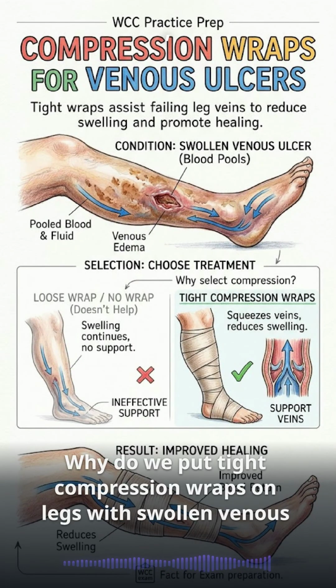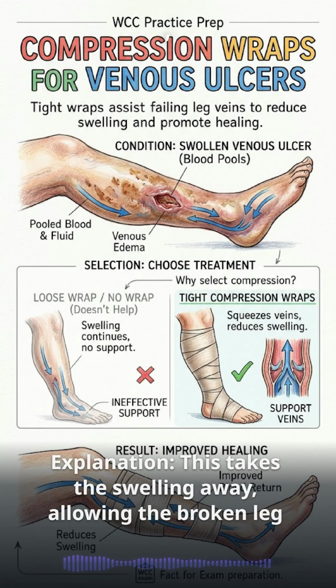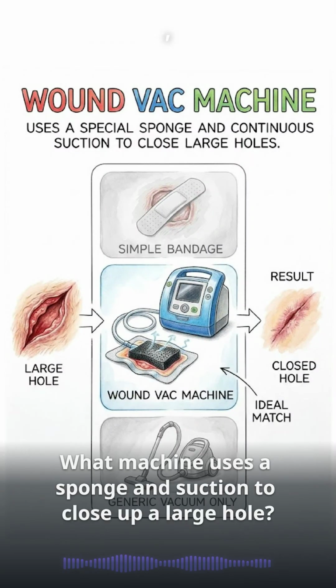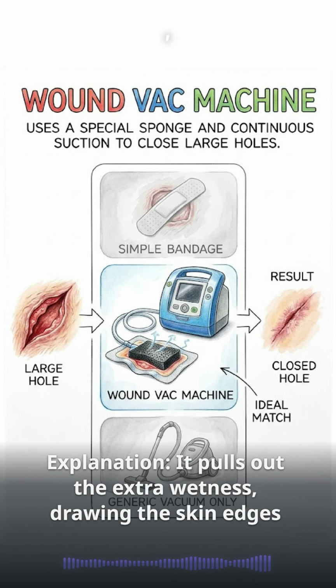13. Why do we put tight compression wraps on legs with swollen venous ulcers? Tight wraps help push the pooled blood and fluid back up the leg. This takes the swelling away, allowing the broken leg skin to finally heal. 14. What machine uses a sponge and suction to close up a large hole? A wound vac machine uses suction and a black sponge to close holes. It pulls out the extra wetness, drawing the skin edges close together fast.